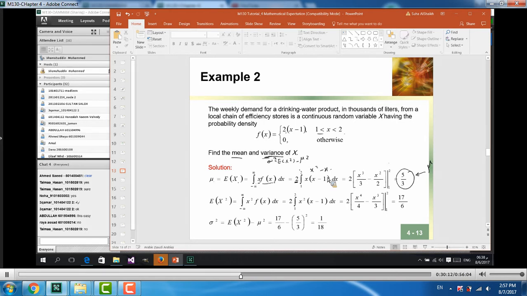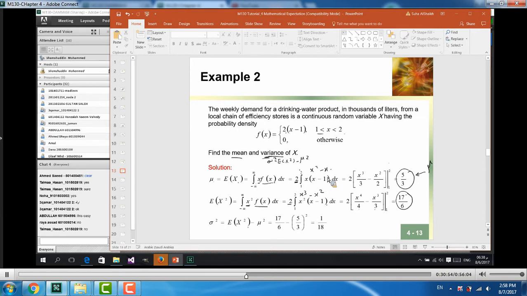I know that the variance is the expectation of x square minus the mean square, right? So I need to find the expectation of x square. The expectation of x square is nothing but the integration of x square times fx. Substitute with fx. 2 is a constant. fx is x minus 1 here, this part. Multiply. This is x cubed minus x square. Integrate it now. It is x to the fourth over 4, x cubed over 3. From 1 to 2. Substitute with the values. Get the result, which is 17/6.